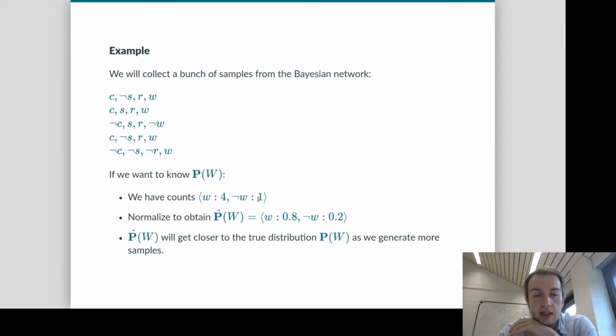As you draw more and more samples from your Bayesian network, the P hat of W will become closer and closer to the true distribution P of W. And you see that when we run this algorithm, we never had to build some joint of factors. We just have to traverse the Bayesian network as many times as we want to generate samples, and usually that will be much smaller than some exponential number.